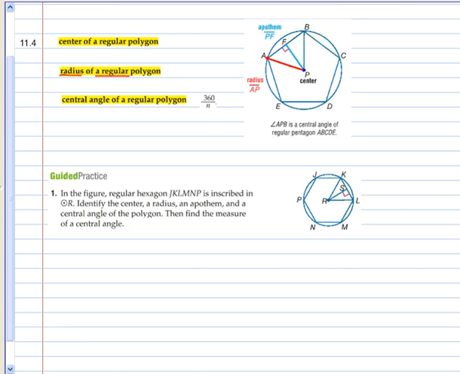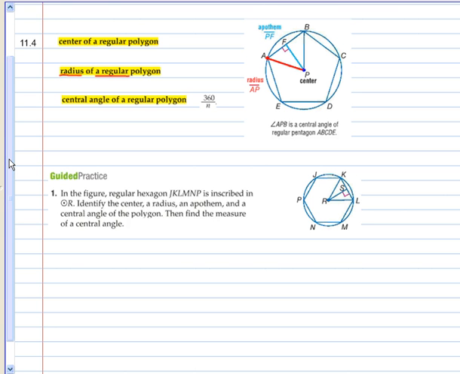Does it have to be inscribed? No, we can remove the circle and it's still called the radius of that regular polygon. To the vertex or to a vertice, to a vertex or two vertices. You're correct. So I could go from point P to point C or point P to point D. Any of those would be a radius. Can that other line be a radius? No, it can't. Now we are going to talk about that line, but that's not a radius.